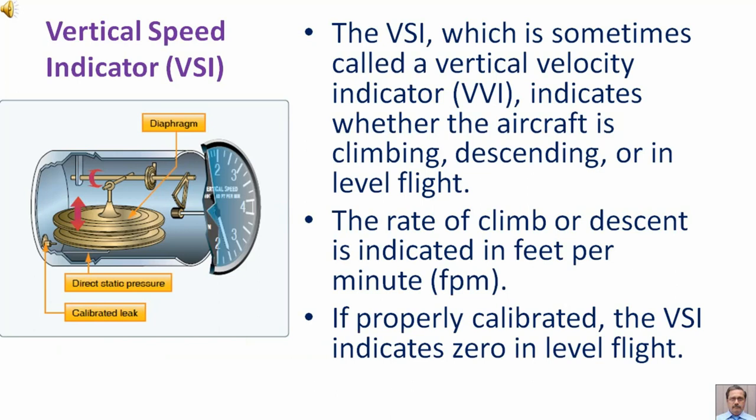The vertical speed indicator, which is sometimes called a vertical velocity indicator, indicates whether the aircraft is climbing, descending, or in level flight. The rate of climb or descent is indicated in feet per minute. If properly calibrated, the VSI indicates 0 in level flight.